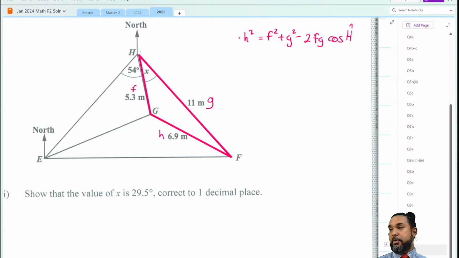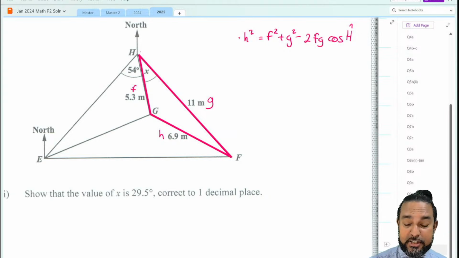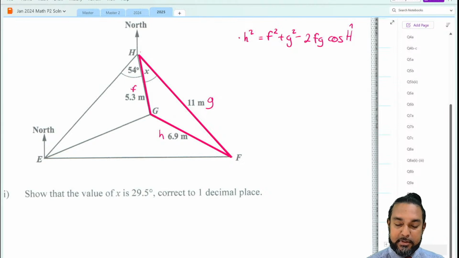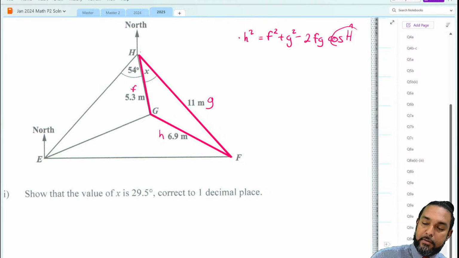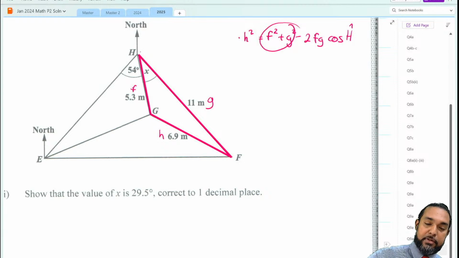So you can do it different ways. One, you could substitute the values inside and then transpose to find the angle, or you could transpose first and then substitute. Actually, let's transpose first, because writing all those decimal places multiple times would be annoying. So one way is you could carry across the f squared and g squared, and subtract f squared and g squared from both sides. So you have h squared minus f squared minus g squared, and that's equal to minus 2fg by cosine h.